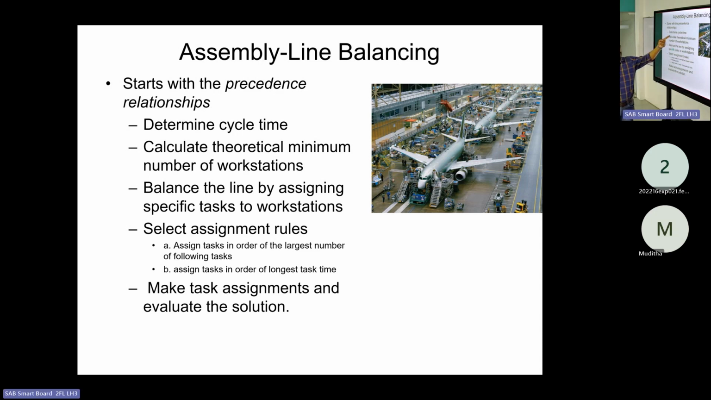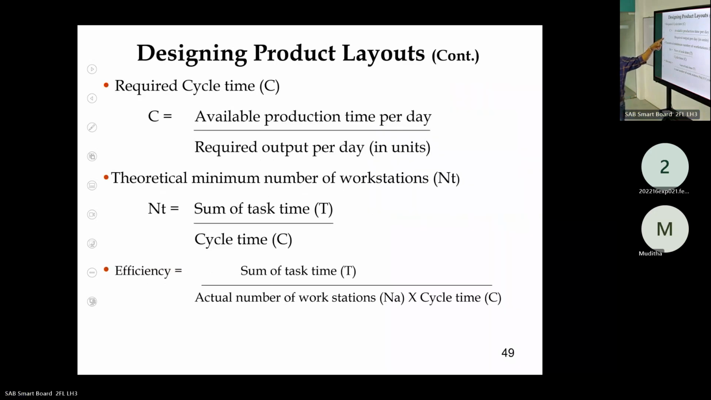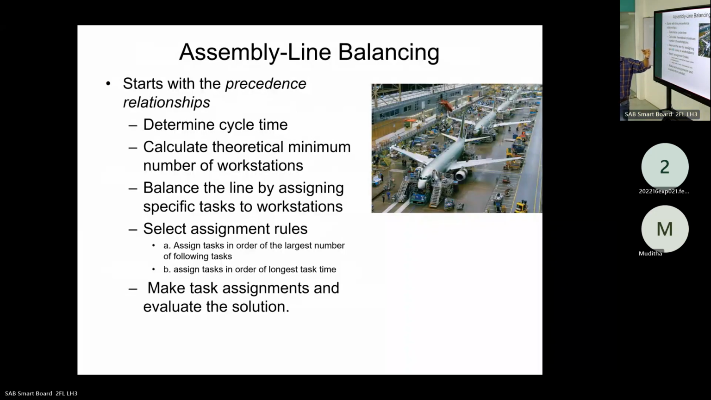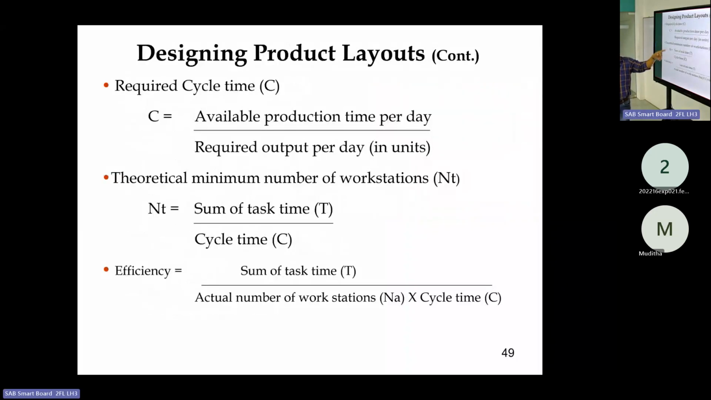Then we need to calculate something called cycle of the process. That means the speed of the process should be determined. And for that, this equation can be used. We will learn how to do it. So the required cycle time, the required speed will be calculated using this equation. And then we need to calculate something called theoretical minimum number of workstations. And for that, we will use this equation.